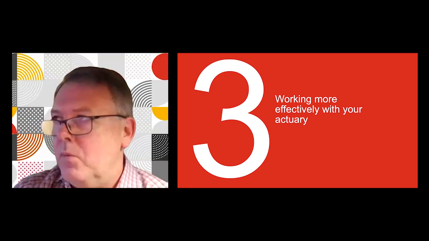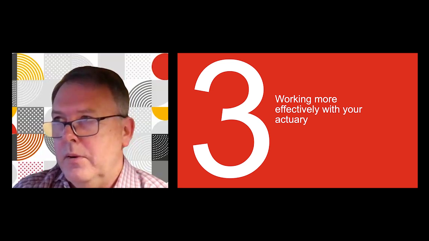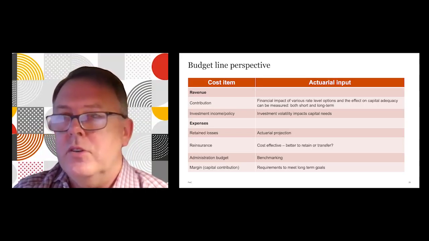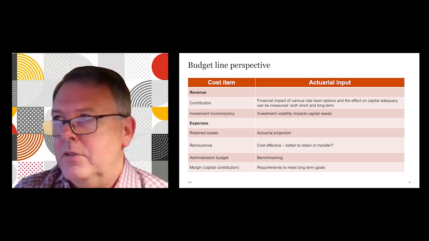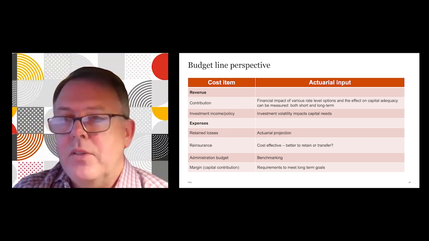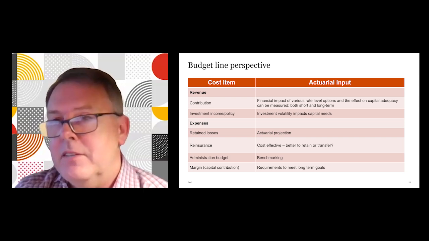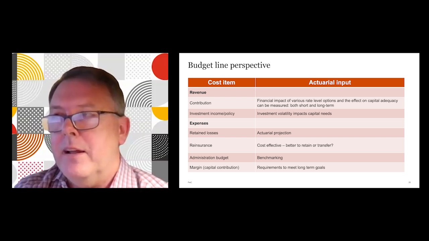Last section, working more effectively with the actuary. Let's just go through a typical pool budget line by line. Well, the contribution you're collecting, the actuary can again help you. There are financial impacts of various rate options. They can help you measure that. What's the short term? Is the rate you want viable? Maybe it's viable in the short term, but not viable in the long term. They can help frame that up for you.